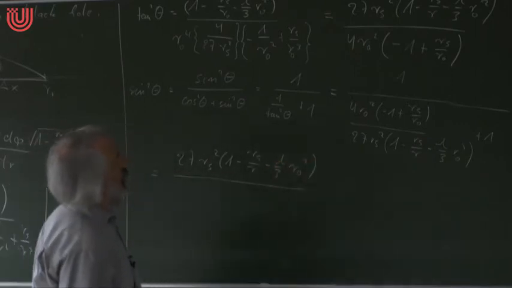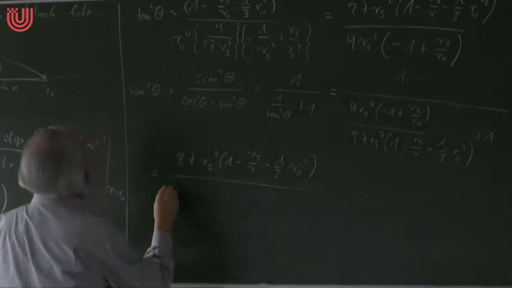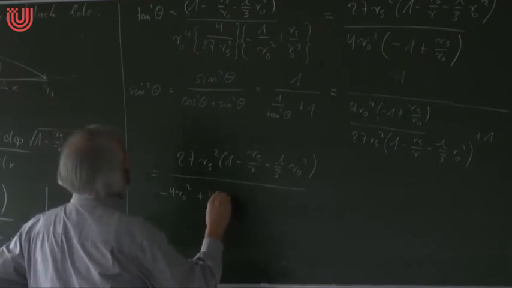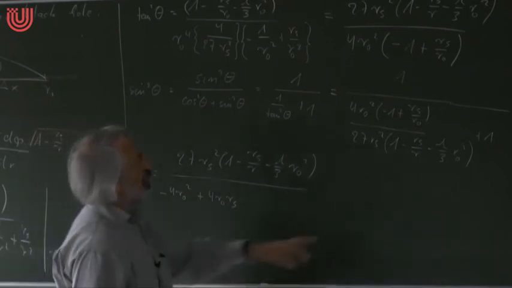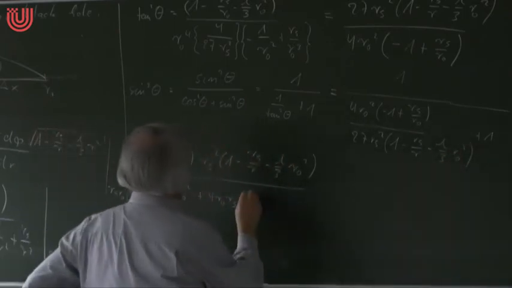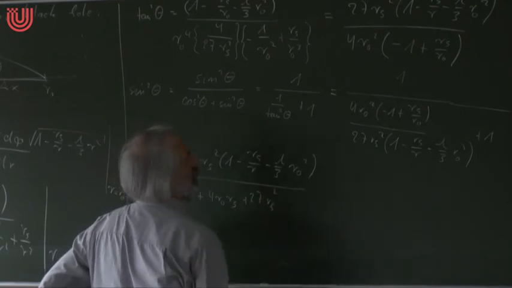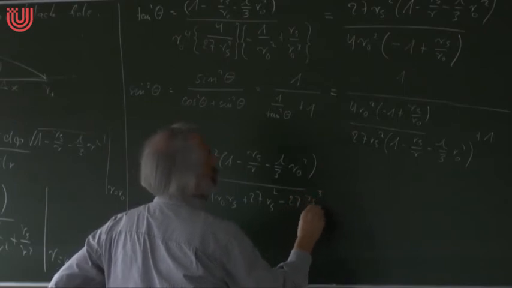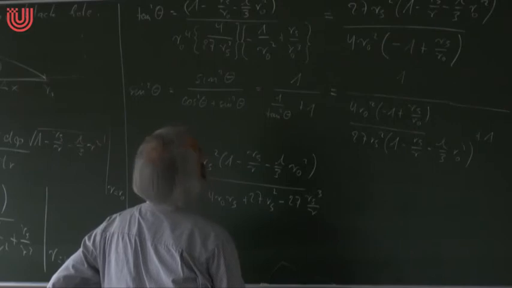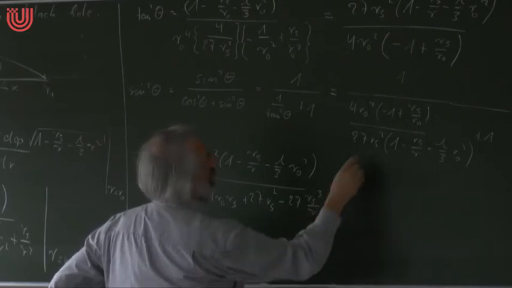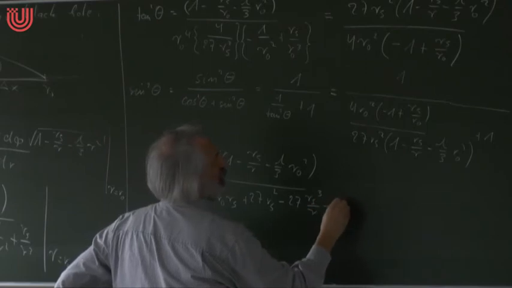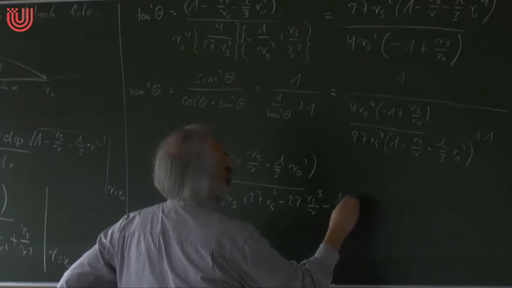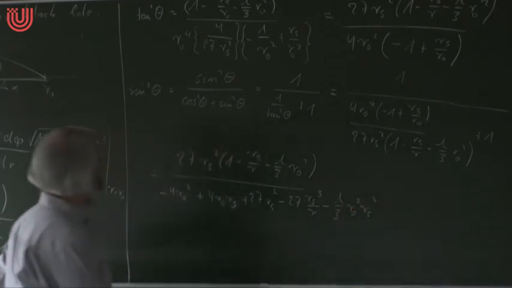I get what? So here I have minus 4 r0 squared plus 4 r0 rs, and now this multiplied with plus 1 plus 27 rs squared minus 27 rs cubed over r. Oh, that's not good. Squared minus lambda third r0 squared rs squared. Why do I get such a horrible expression?